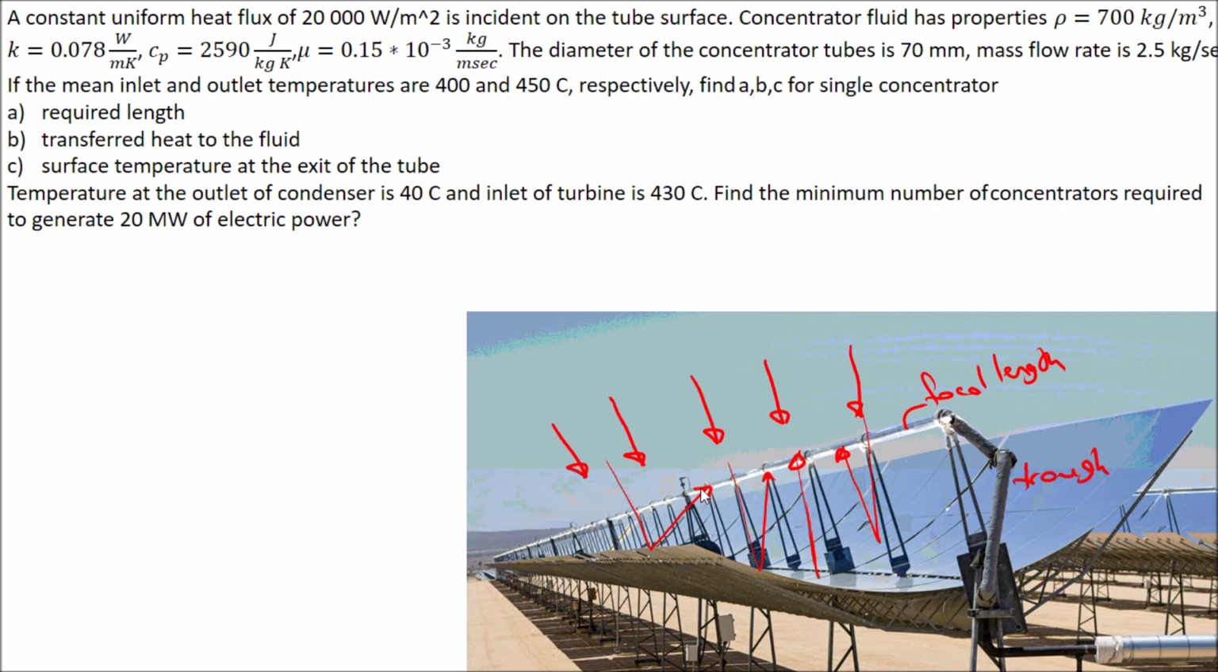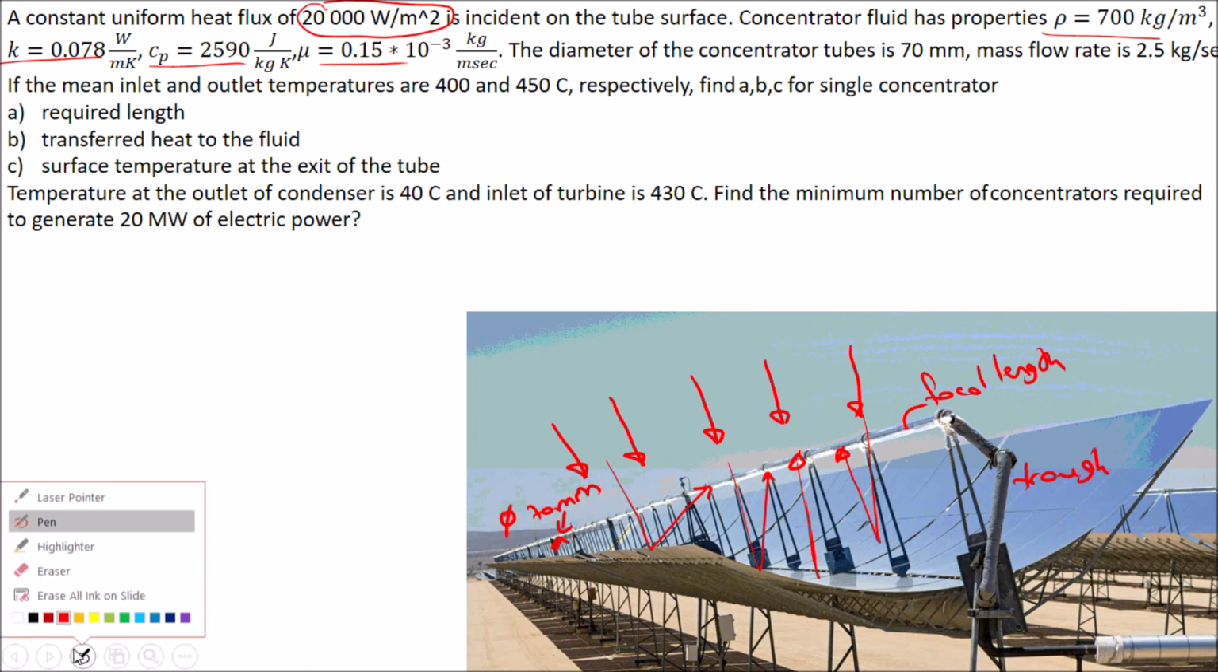Therefore, this tube gets hotter. The fluid inside the tube gets hotter and hotter. The amount of heat flux is 20,000 watts per meter squared, and it is constant. The fluid has density, conductivity, specific heat, and viscosity. The diameter of the tube is 70 millimeters, so you can see the tube here. It is 70 millimeters in diameter, and the mass flow rate is 2.5 kilograms per second.